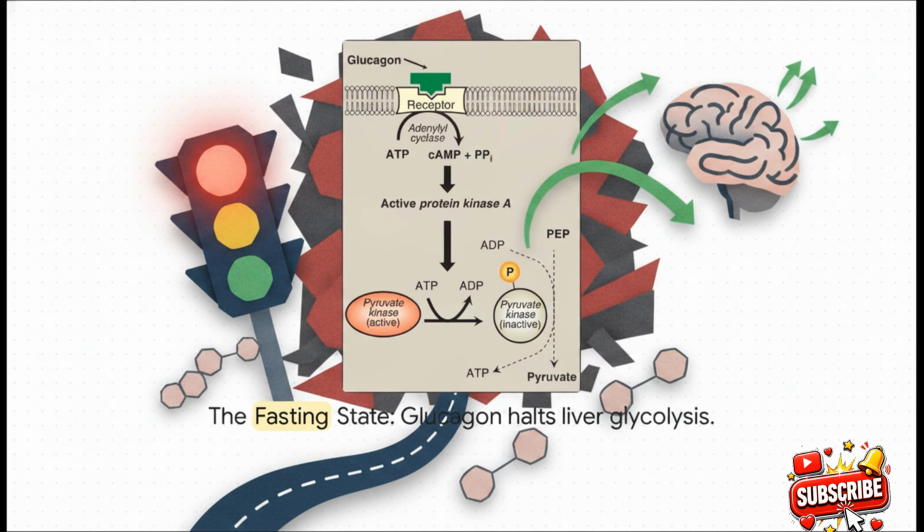Conversely, in the fasting state, high glucagon acts as a blaring red light. It binds to cell receptors, triggering an increase in intracellular cAMP, which in turn creates active protein kinase A. This kinase goes straight for hepatic pyruvate kinase, phosphorylating it, and effectively shutting it down. Why? To completely halt liver glycolysis so that precious, life-saving glucose can be spared and sent directly to the brain.